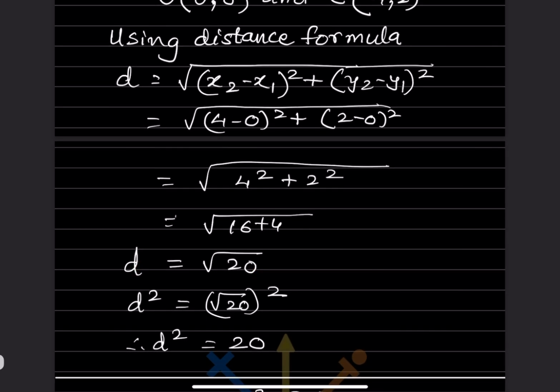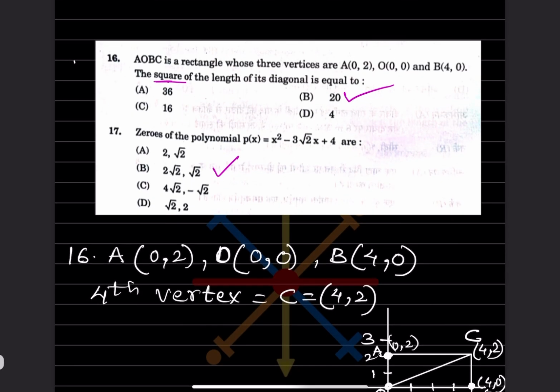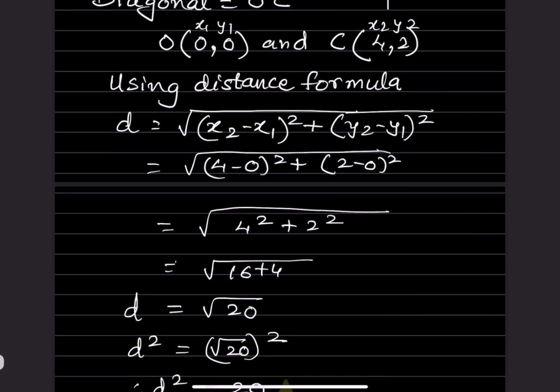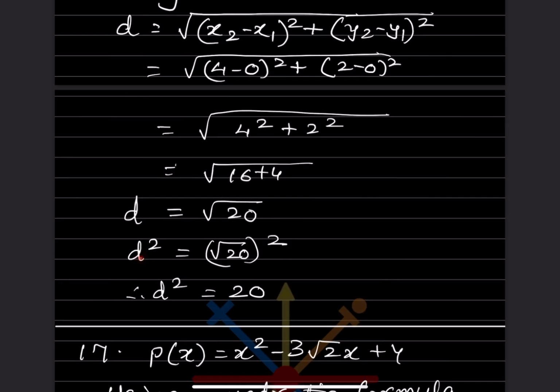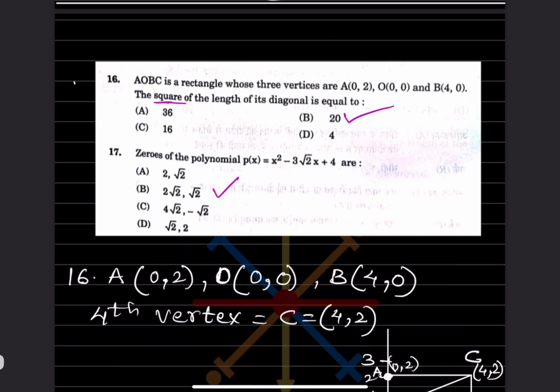So we want the square of it. This is very important. We want the square of the diagonal. So we will say D square is root of 20 whole square, and the square and the root get cancelled. So that is going to be 20. So this is the correct option.